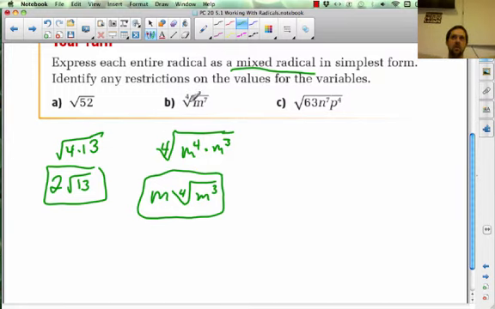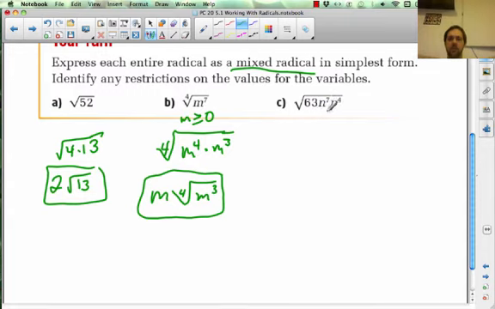Fourth root, this is an even numbered root. We cannot take the even root of a negative number, and therefore the restriction on the variable is that m must be greater than or equal to 0. Because if we take a negative number to the power of 7, we end up with a negative number, and we can't fourth root a negative number.